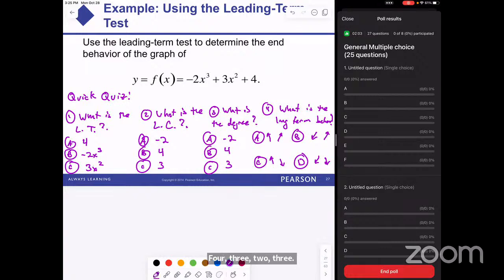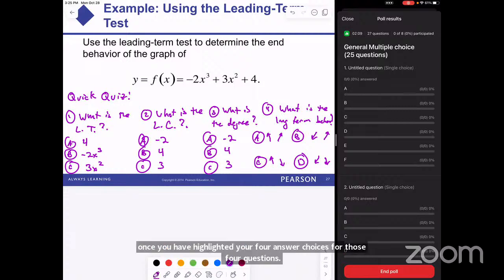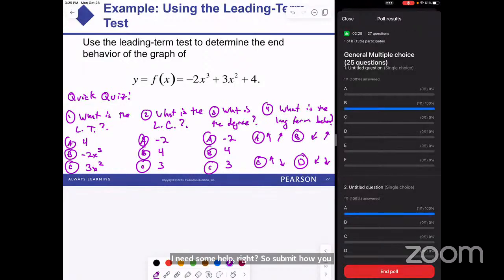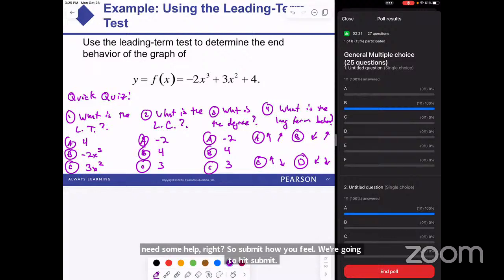So once you have highlighted your 4 answer choices for those 4 questions, at the very bottom, you have to answer the last 2 questions. Are we in the last 10 minutes of class? It doesn't matter, you can say no or yes. And then how do you feel? Are you confident about what you submitted? A 10 is you're confident, 0 is I need some help. So submit how you feel. We're going to hit submit, and I'll give you a few seconds to submit the questionnaire.